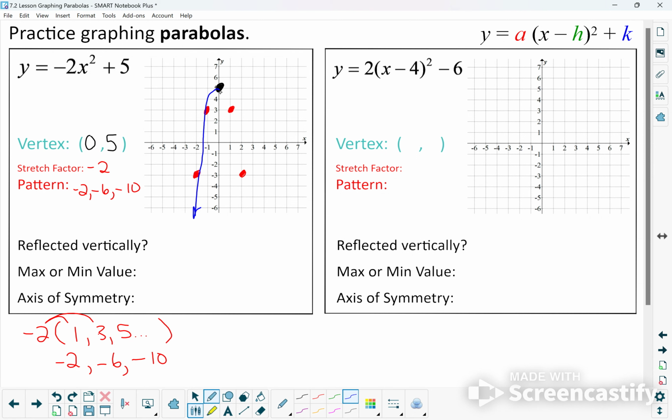So multiplying it by negative 2, the negative makes it open downward. And the stretch of 2 kind of makes it more narrow, is how it feels when you're sketching it. It's just growing faster. Okay, so this is reflected vertically. It has a maximum value of 5. And the axis of symmetry of this equation, if we think about that imaginary line that cuts that parabola in half, it's just x equals 0.